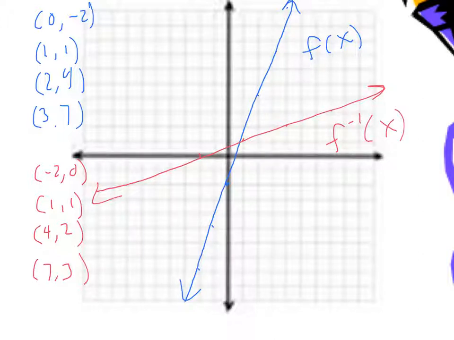Okay, really simple way to do it. Just find a handful of solution points for F, switch the coordinate points, and then plot those points, and you'll get a look at what the inverse graph looks like.